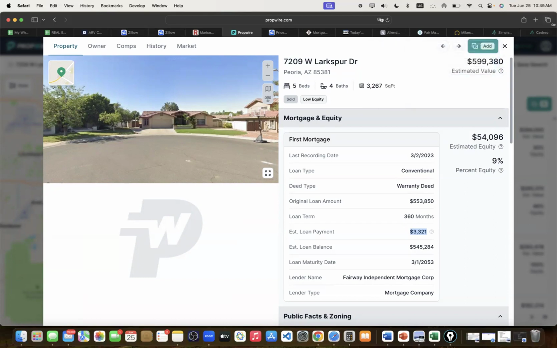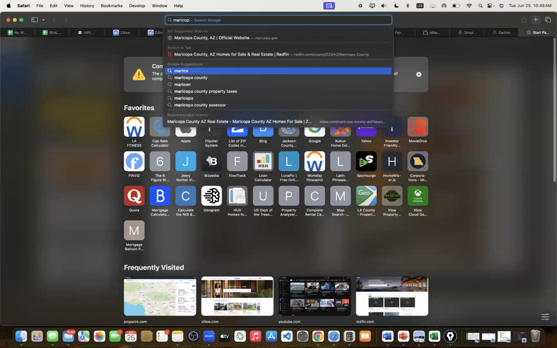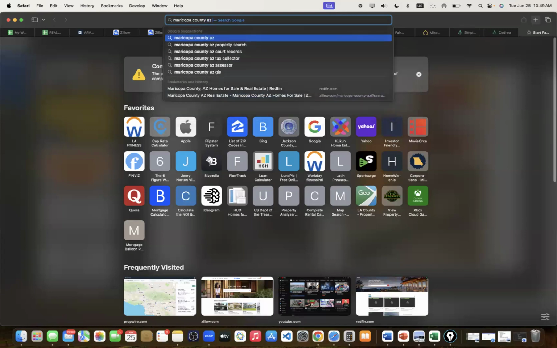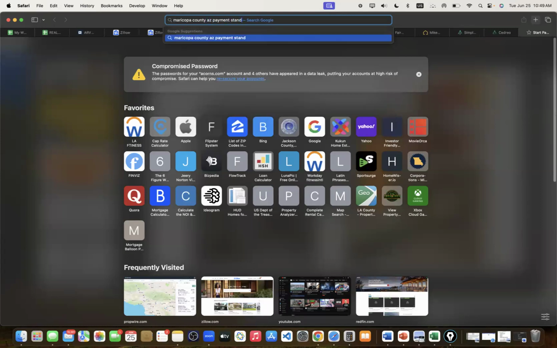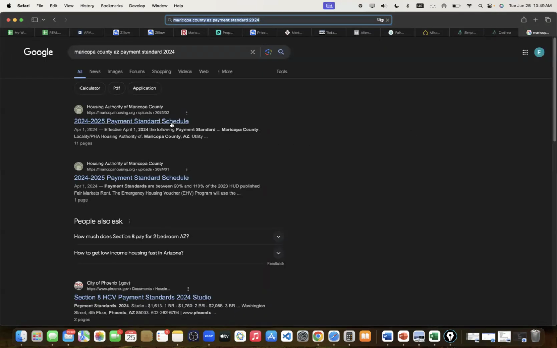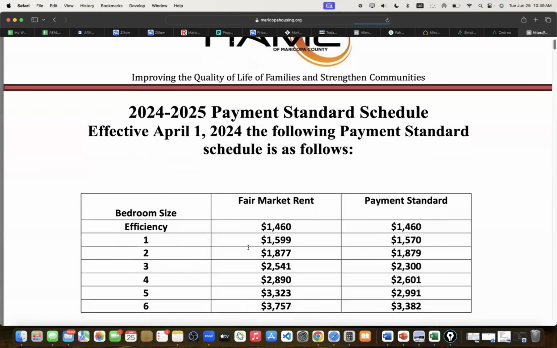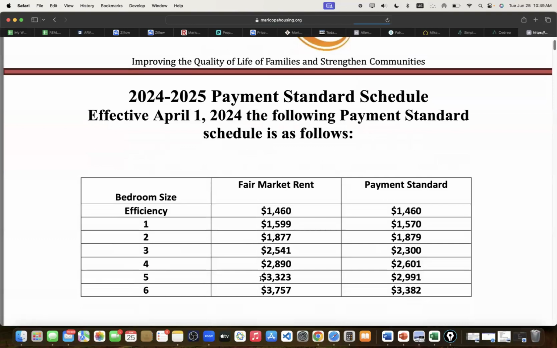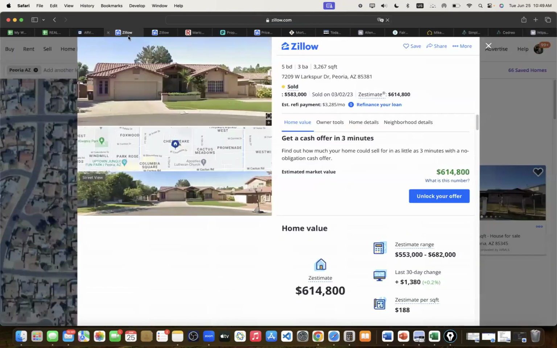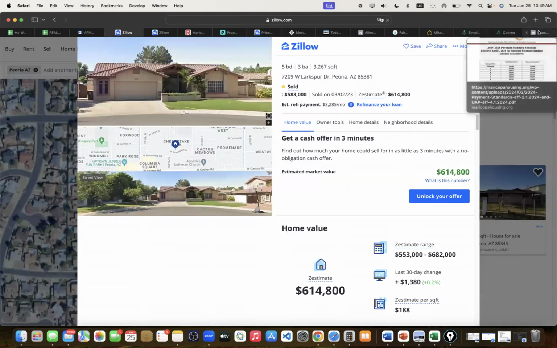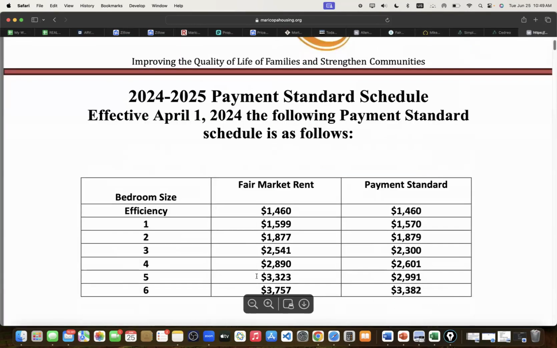So having a Section 8 tenant, the way you look it up is you type in the county, so Maricopa County, AZ, payment standard 2024. That'll be the only thing that would make sense for an investor to come into this property. And how many bedrooms do we have? I think it was a 5 bedroom. Yeah, 5 bedroom. So there we go. The fair market rent will be $3,300.